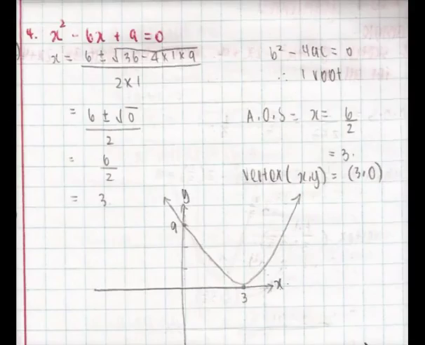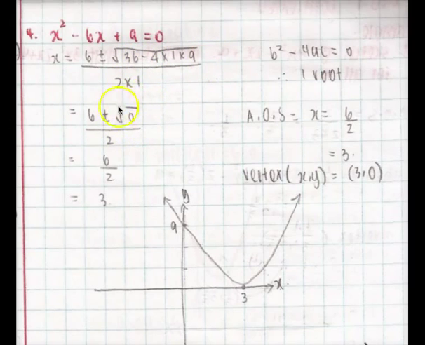Fourth example, x squared minus 6x plus 9 equals 0. If we look at the discriminant here, negative b plus or minus the square root of b squared minus 4ac over 2a, we get negative 6, which is positive 6, plus or minus the square root of b squared, which is 36, minus 4 times 1 times 9 over 2 times 1. And we get 6 plus or minus the square root of 36 minus 36, which is 0.